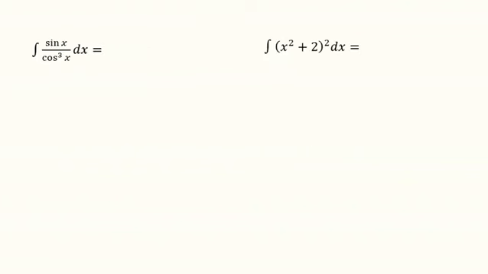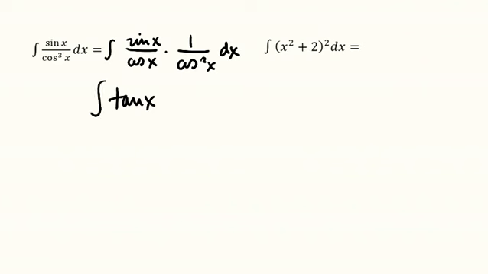Okay, actually I've got 2 more. Okay, this one we need to rewrite in terms of trig, right? So if I have sine over cosine cubed, I could write that as sine over cosine multiplied by 1 over cosine squared x. Okay, what's sine x over cosine x? Tangent x. What's 1 over cosine squared x?